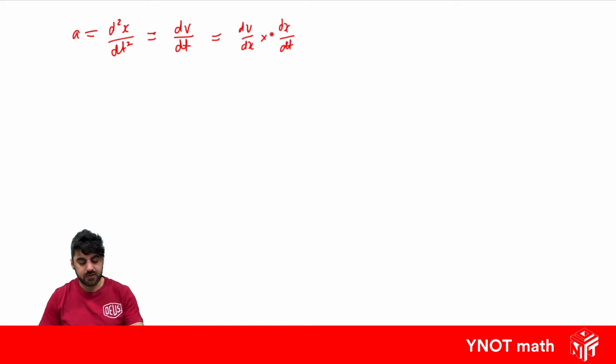But we also know that dx/dt is another way to write velocity. So we get velocity times dv/dx. And this is another expression we can use for acceleration.